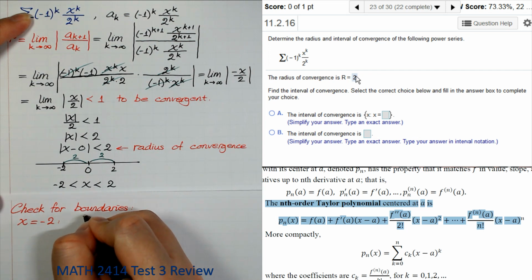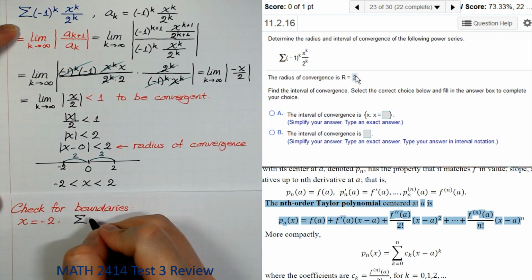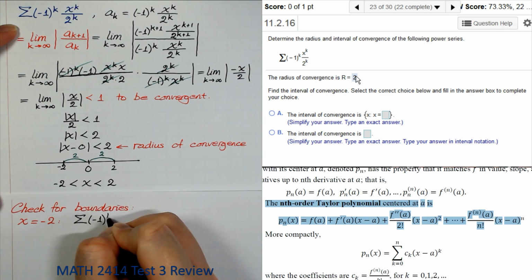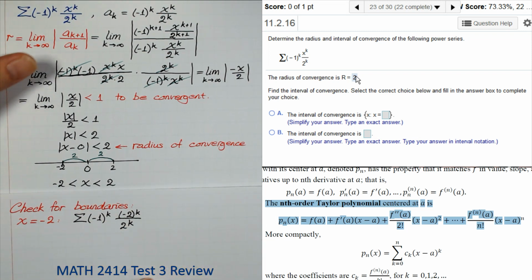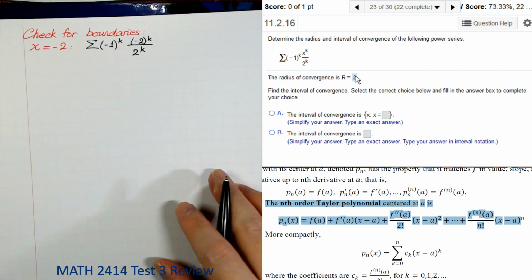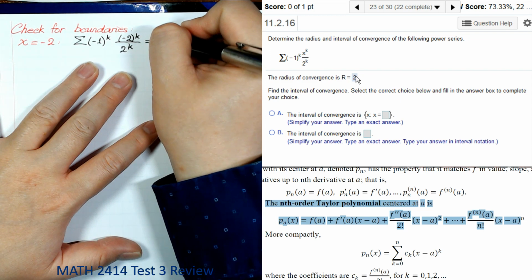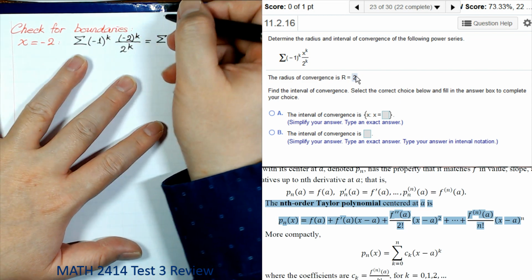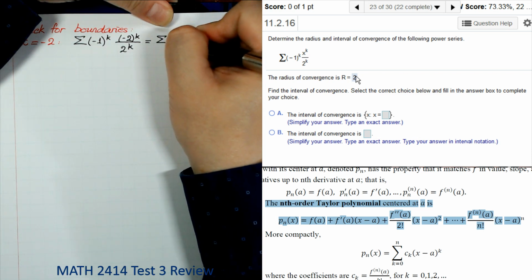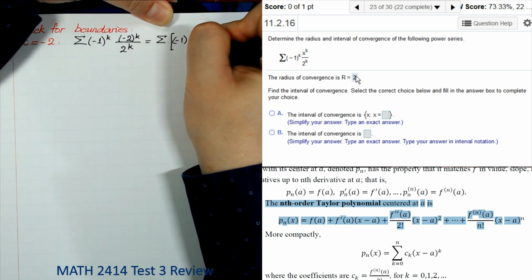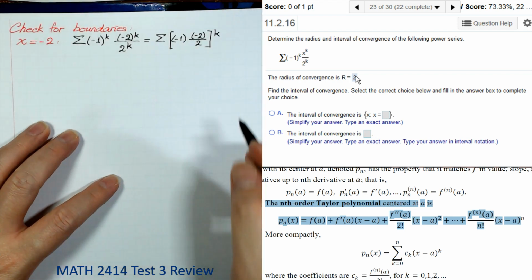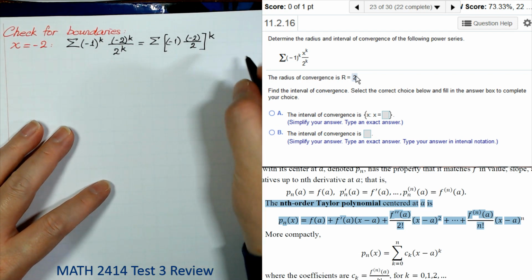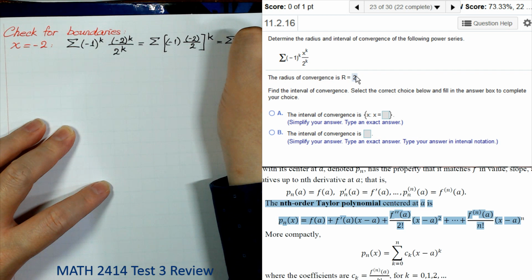And so we have the absolute value of (-1) to the k. Now x is negative 2. So that's the series we have. Now, we can bring all of them under k. Negative 1 times negative 2 over 2, all to the k power. Negative 1 times negative 2 is 2, over 2 is 1. So we just have 1 to the k.